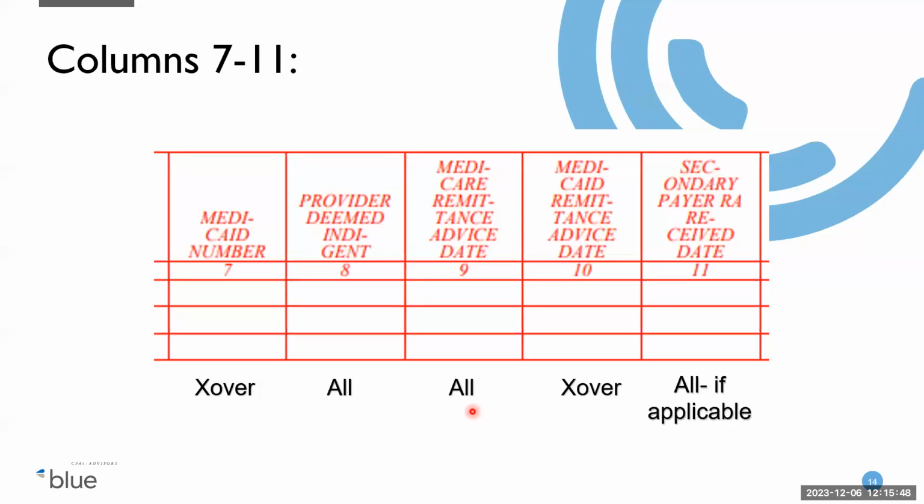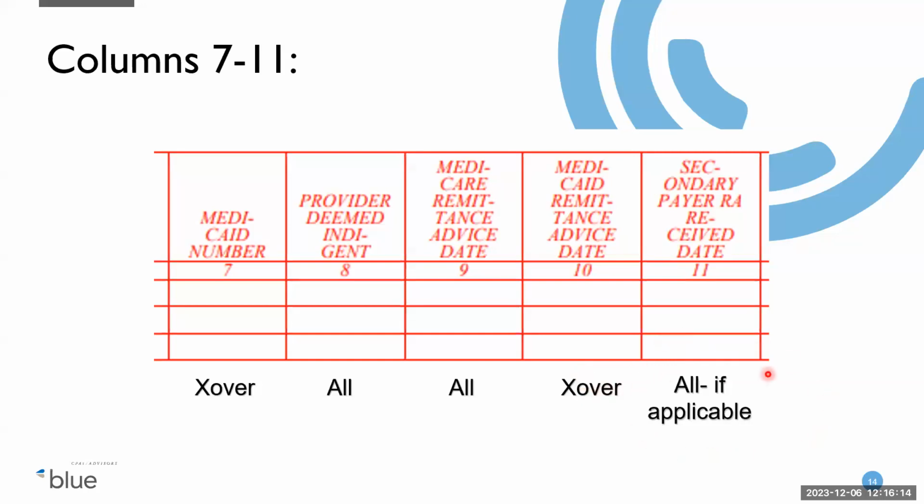Number 9 is going to be the Medicare remittance date. This needs to be populated for everybody. This is a Medicare bad debt log, so everybody needs to have traditional Medicare. You cannot claim Medicare Advantage. It's very important and people get confused on that. Column 10, like we talked about, is going to be the Medicaid date if they're a crossover patient.